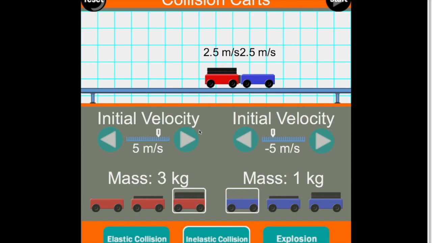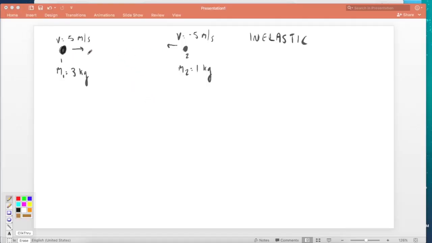Let's see if we can mathematically show that this final velocity should be positive 2.5 meters per second. Okay, so here I've drawn the exact same scenario. We have two objects. They're moving on a collision course. They're going to collide with each other. Object 1 over here, moving to the right, has a mass of 3 kilograms, moving with a velocity of 5 meters per second. This object is moving to the left, negative velocity, 5 meters per second, and it is less massive. It only has a mass of 1 kilogram.